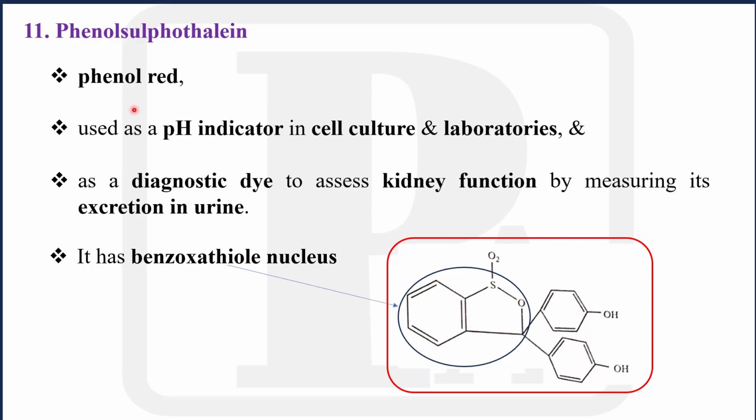This is otherwise called phenol red, and it is used as a pH indicator in cell culture and laboratories. It is used as a diagnostic aid to diagnose kidney function by measuring the excretion in urine. So that's all about diagnostic agents. Thank you.